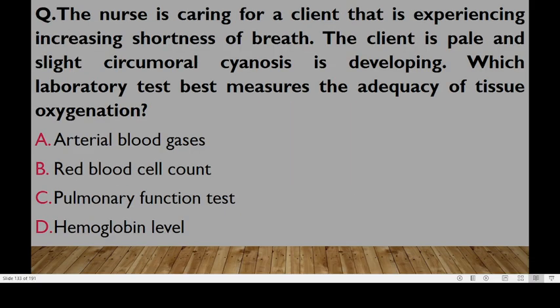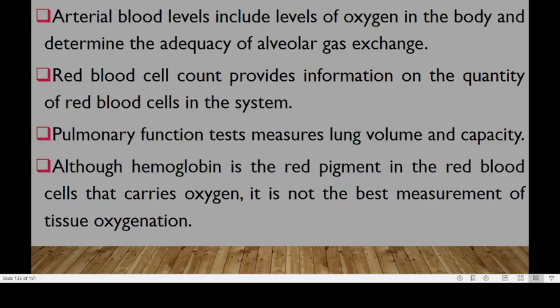The nurse is caring for a client that is experiencing shortness of breath. The client is pale and slight perioral cyanosis is developing. Which laboratory test best measures the adequacy of tissue perfusion? Arterial blood gas. Arterial blood gas levels include levels of oxygen in blood and determine the adequacy of alveolar gas exchange.